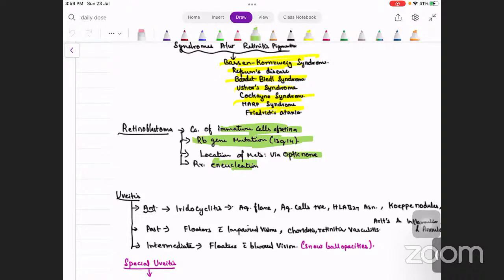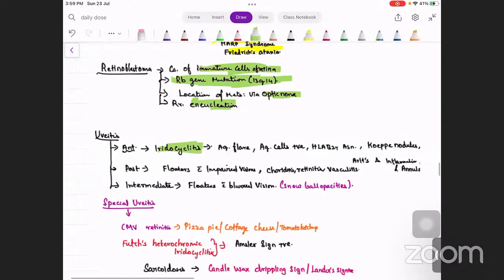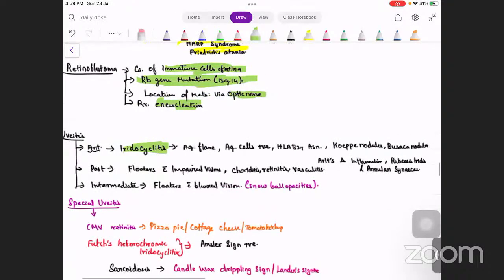Then you have uveitis. Anterior uveitis is your iridocyclitis, where you may see aqueous flare, aqueous cells positive, HLA-B27 association, Koeppe and Busacca nodules. Very important MCQ. Koeppe and Busacca nodules, Berlin's triangle inflammation, rubeosis iridis, and annular synechiae you may see.